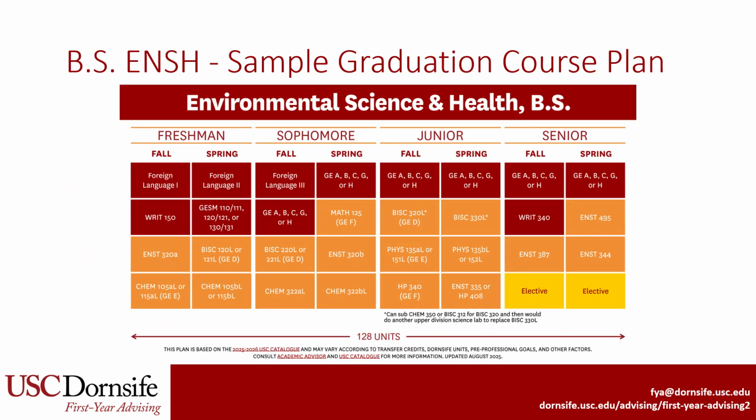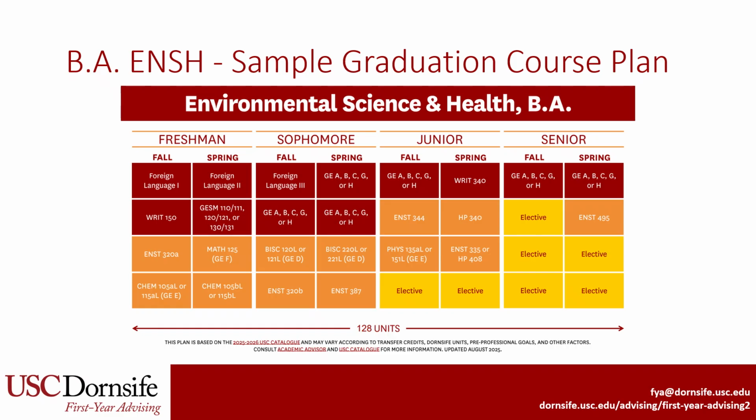Here's the sample four-year plan for the Bachelor of Science in Environmental Science and Health. The same notes I shared about freeing up more elective space for the Environmental Studies major also apply here. So if students come in with credit or overlap certain requirements, there may be opportunities to free up additional yellow elective spaces. And here's the plan for the Bachelor of Arts in Environmental Science and Health. And you'll notice again that there are more elective spaces here than in the Bachelor of Science.